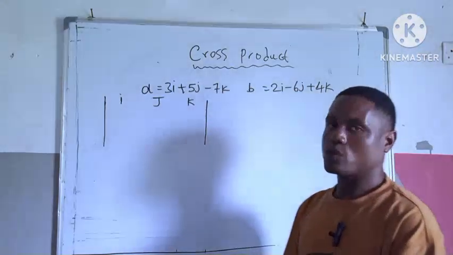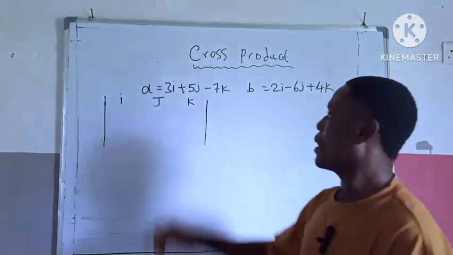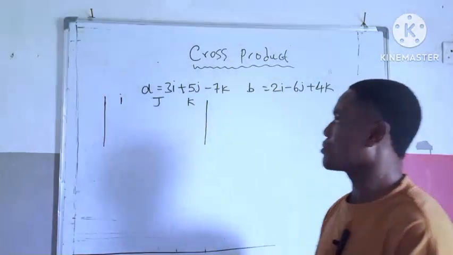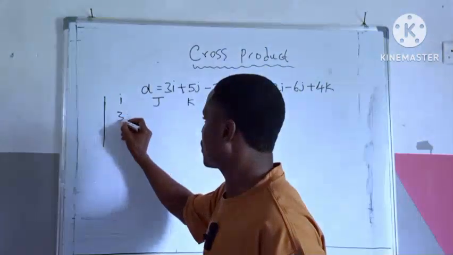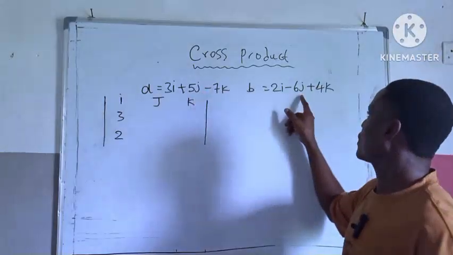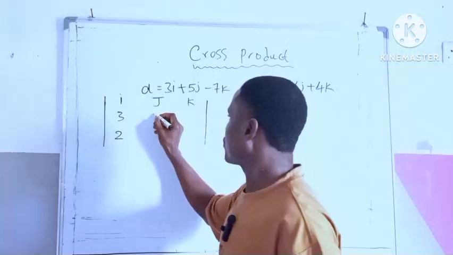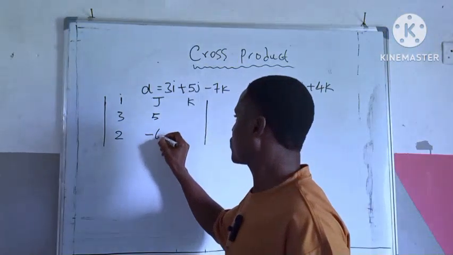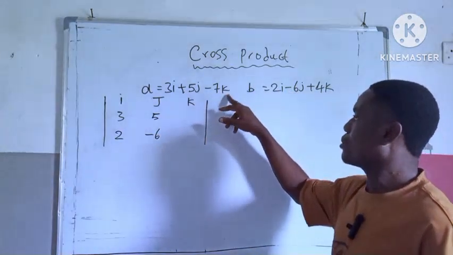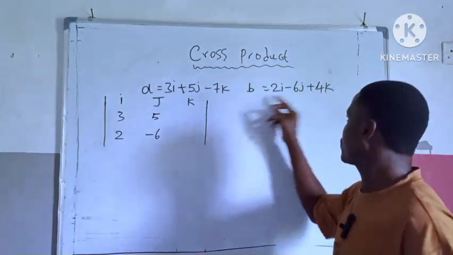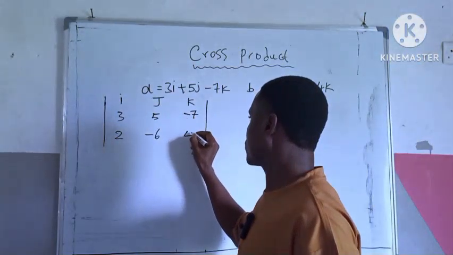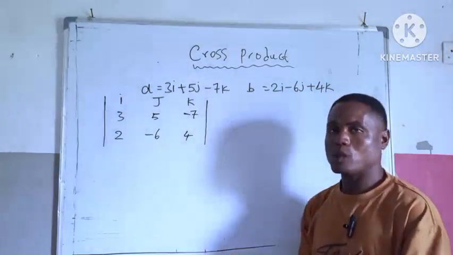So let's take note of the like terms. I is what? Is 3 and 2, right? 3 and 2. Then J is 5 and minus 6. Take note of this sign. K is what? Minus 7 and 4, right? Minus 7 and 4. Okay, so we are done with this part.